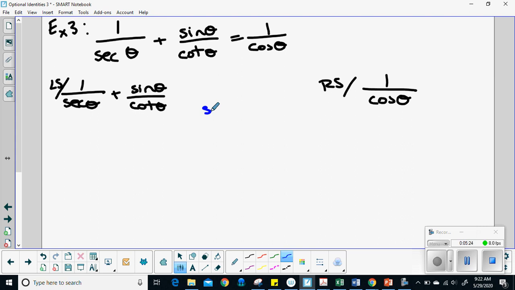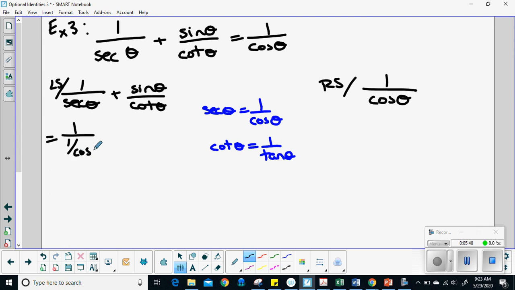I know that secant is 1 over cos, so I'm going to sub that in. And I know that cotangent is 1 over tan. So I'm always going to want to turn our reciprocal trigs into our usual looking trigs, into our primary ones. So let's do that. Equals, well, 1 over secant is 1 over cos. That looks silly, but that's okay. Plus sine over cotangent is 1 over tan.